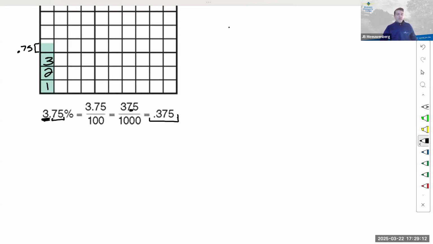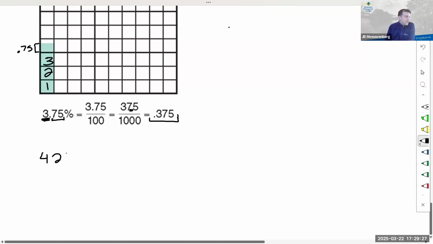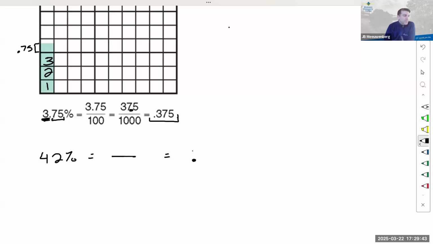So what I like to do now is I'm going to give you a percentage number. And your first job is to first think about what this would look like as a fraction. So what would this look like as a fraction? And then what might that look like as a decimal number? And we'll do one together first.